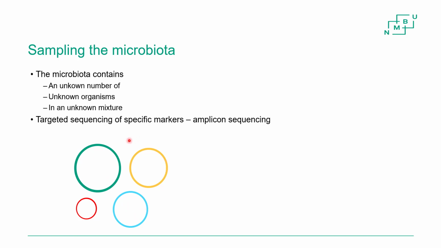In shotgun metagenome sequencing that we have seen up to now, we would now cut this into small pieces, all of them, and sequence the pieces, right? So we get the reads. And then we try to puzzle together the pieces again in order to reconstruct the genomes. Yeah, this is not what we are going to do now, not at all.